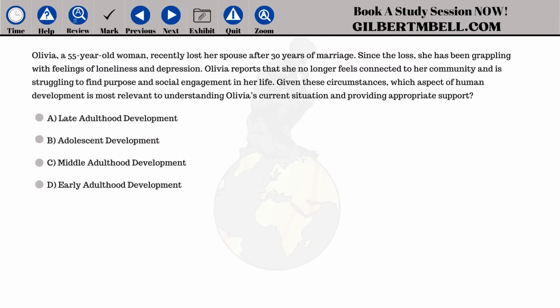Olivia, a 55-year-old woman, recently lost her spouse after 30 years of marriage. Since the loss, she has been grappling with feelings of loneliness and depression. Olivia reports that she no longer feels connected to her community and is struggling to find purpose and social engagement in her life. Given these circumstances, which aspect of human development is most relevant to understanding Olivia's current situation and providing appropriate support? A. Late adulthood development. B. Adolescent development. C. Middle adulthood development. D. Early adulthood development.